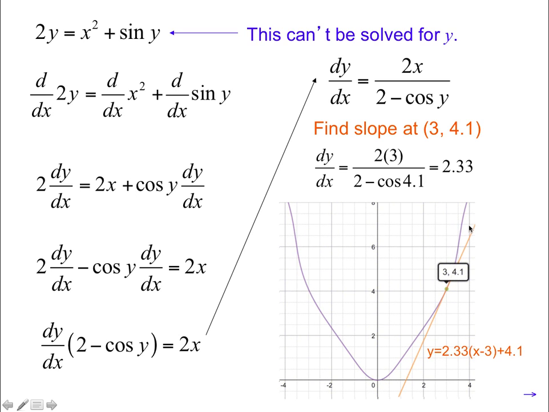And then if I know my slope and I know my point, just like the posters we've been working on these last few days, I can write the equation for my line. 2.33 times the quantity x minus 3 plus 4.1. So that's the equation for that tangent line.